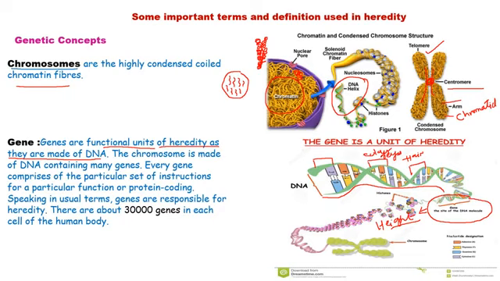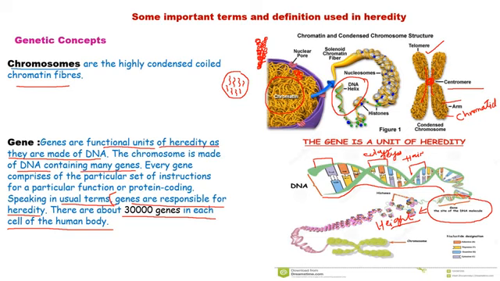The chromosome is made up of DNA containing many genes. So ultimately we know that the chromosomes are made up of DNA. And every gene comprises a particular set of instructions for a particular function or protein coding. Speaking in usual terms, genes are responsible for heredity, because they are responsible for a particular type of character or trait. Now this is the latest discovery: there are about 30,000 genes in each cell of the human body.